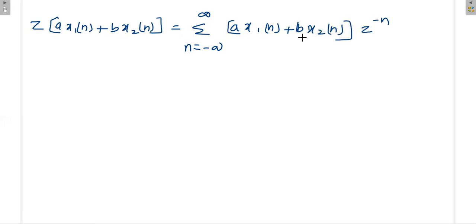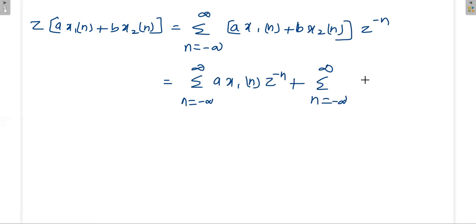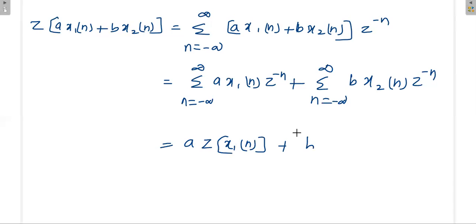Okay, so now I can split these two terms. The summation n from minus infinity to plus infinity a x1 of n z power minus n plus summation n from minus infinity to plus infinity b x2 of n z power minus n. So a is a constant that we can take outside. That means a times the Z transform of x1 of n. Similarly, b I can take outside. b times the Z transform of the signal x2 of n. That is a X1 of z plus b X2 of z.